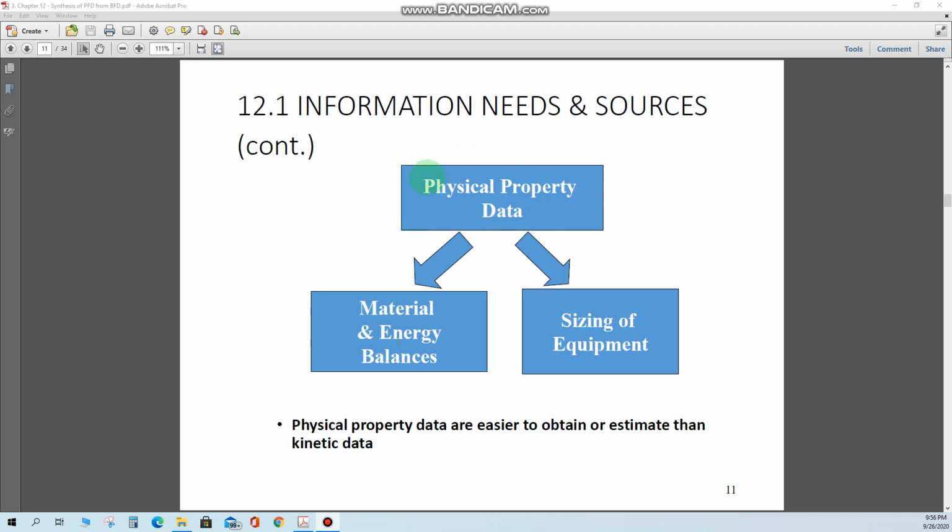Now, when you have this physical property data, then you can actually perform the material and the energy balance. How you can perform the material balance? You should have information. Sometimes you need information about the heat capacity data, or maybe you need some information about the viscosity or the density. You can use equations of state to estimate the value of the unknowns in between pressure, volume, and the temperature. So this is some kind of information that you should have while you're performing the material and the energy balance.